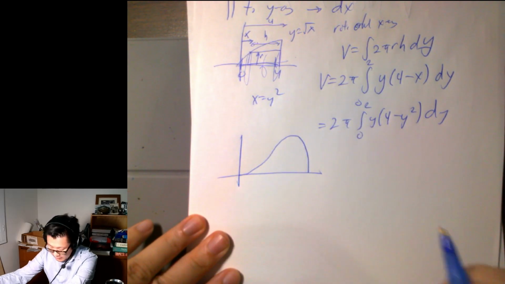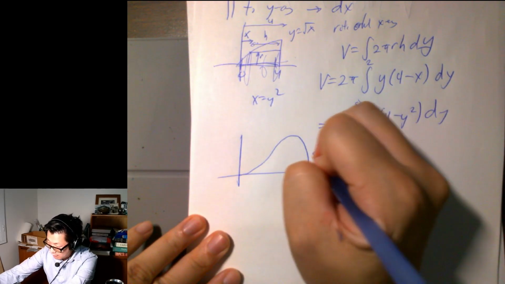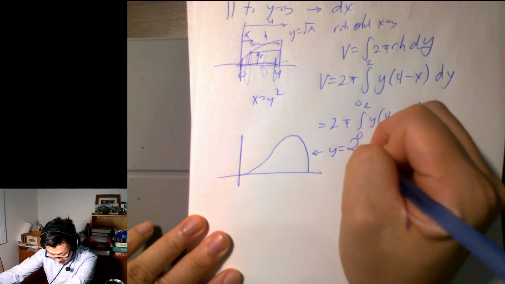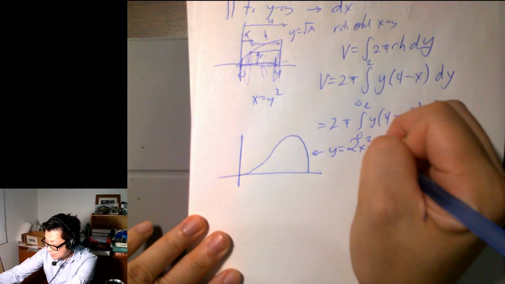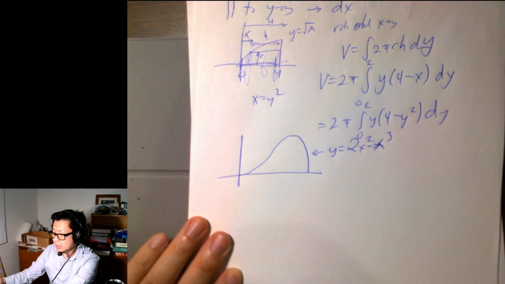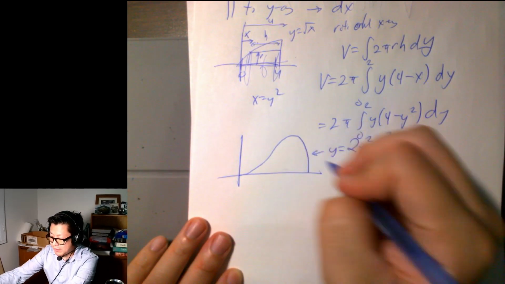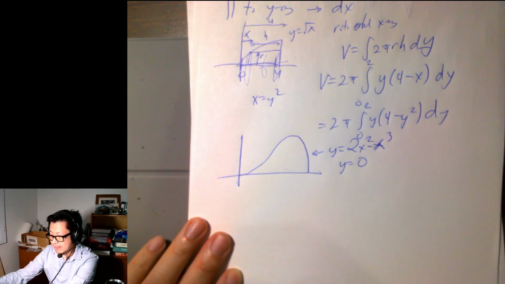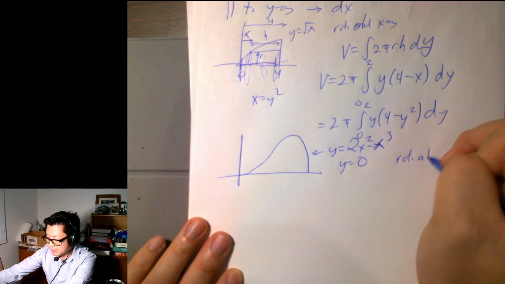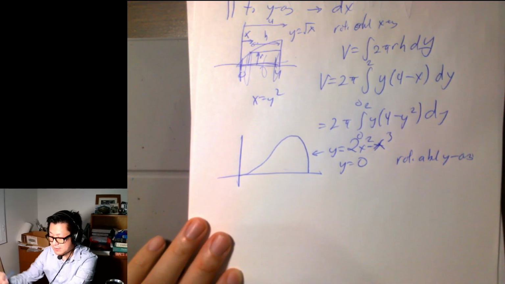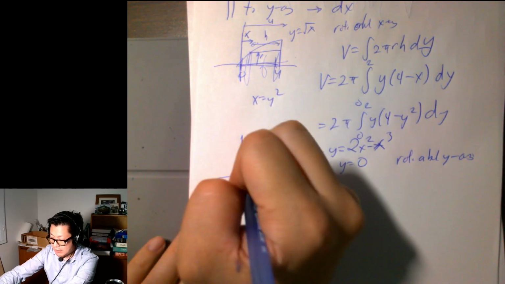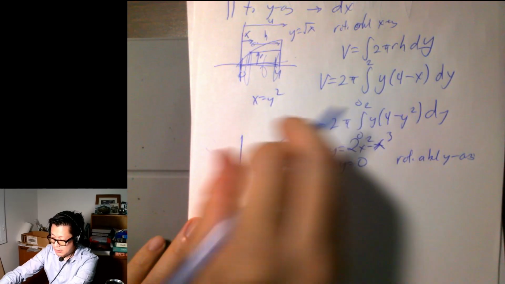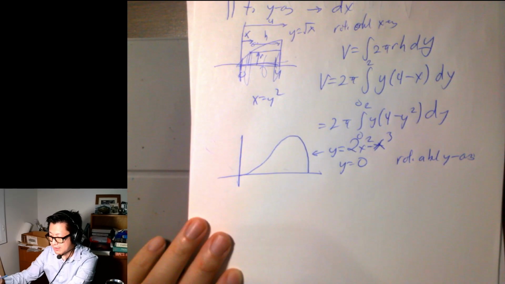So let's say I'm trying to find the volume of this area rotated, where the function is y equals 2x squared minus x cubed, between that curve and y equals 0. And I'm rotating it about the y-axis. So I need to spin this around. I end up with basically like a bundt cake shape.